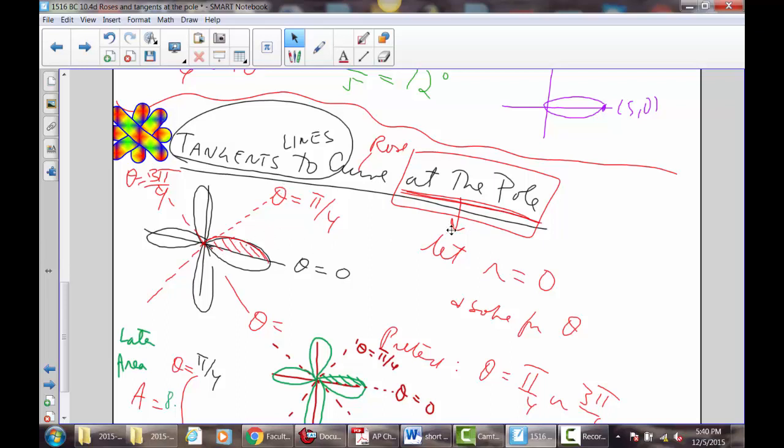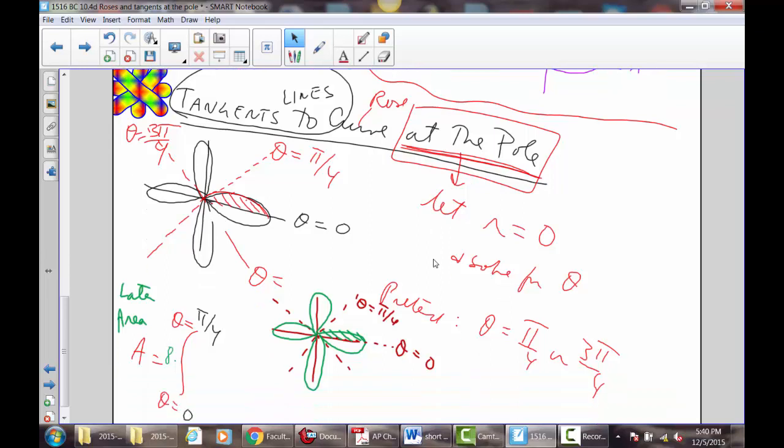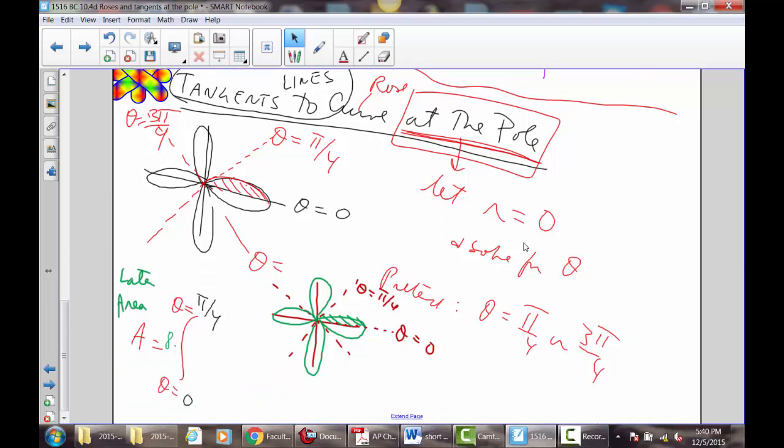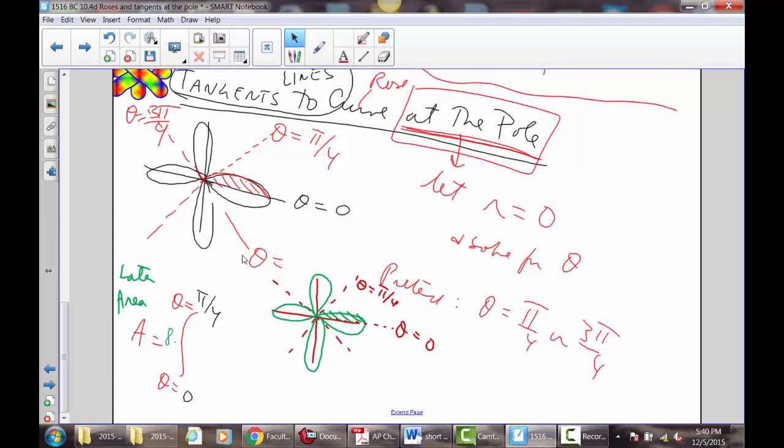Because it's at the pole, all you have to do is take the equation and replace r by 0 and solve for theta. So let's say you did that and you got theta equals pi over 4, 3 pi over 4. Then you would know that these are the tangents to the curve at the pole, and you'd know that your petals lie in between those dotted lines.